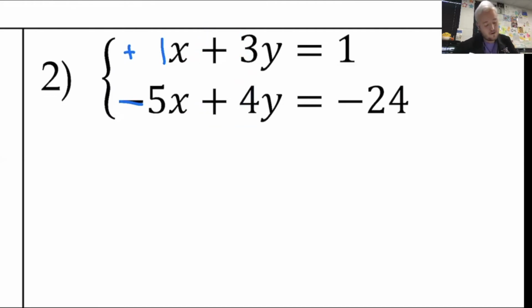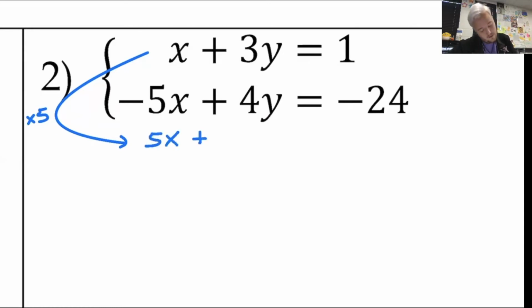So what I'm going to do is, because I have a positive 1 in the top equation for my x values, I'm actually going to multiply this equation here by a positive 5. So when I multiply that top equation by 5, I'm going to have 5x plus 15y, and that's going to equal 5.